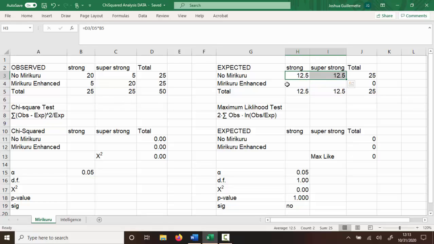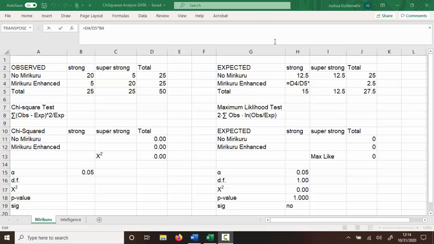Now, we would actually expect if there was no dependence that we would have equal numbers, because we have equal numbers of strong and super strong. We would expect equal numbers of strong and super strong if there was no impact for Mirakuru. So that's what these expected totals are telling us. So here, we're going to do the same thing. The proportion that took the Mirakuru times, and again, the number of people who were strong.